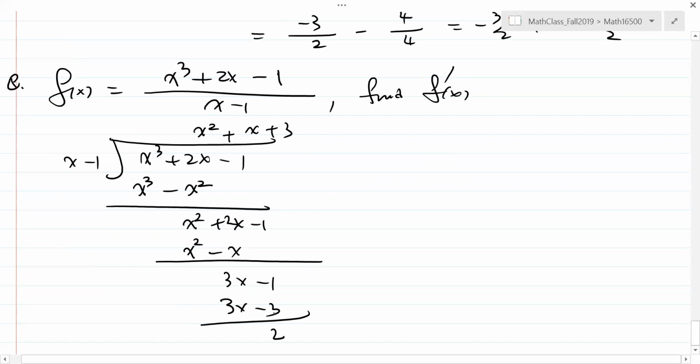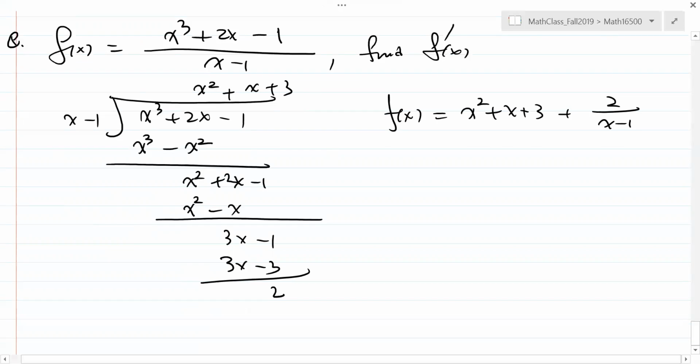Okay. What does this mean? This means if you divide x cubed plus 2x minus 1 by x minus 1, you get a quotient and you get a remainder. The remainder is a constant. So f of x is going to be x squared plus x plus 3 plus the remainder over x minus 1. So that's the expression, actually much better.